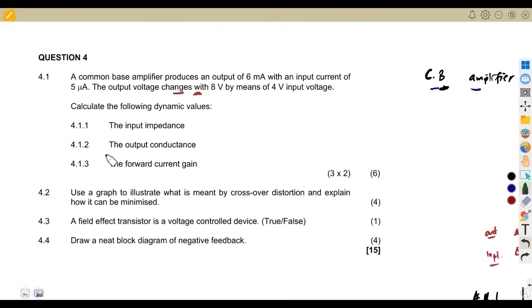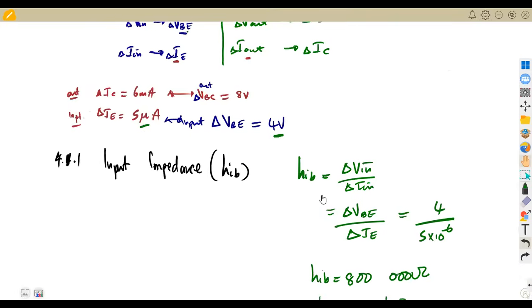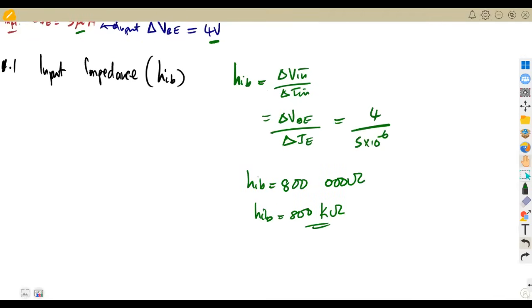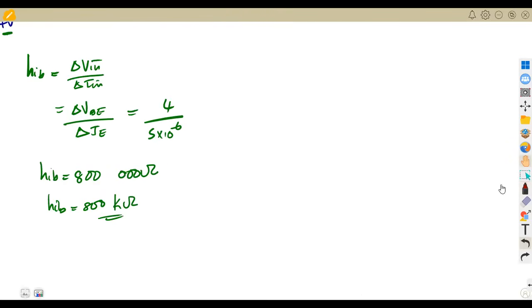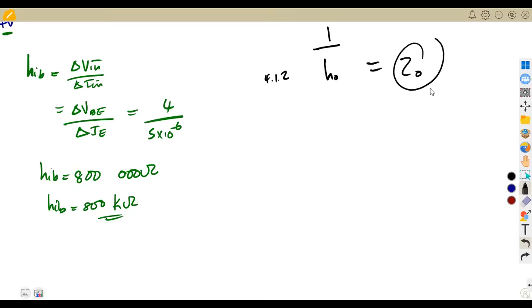Here they need the output conductance. Remember the last question, it was output impedance, not conductance. And I said output impedance is taken from the output conductance. Let me write it aside. This is 4.12. The HO is for the output conductance, not impedance. But the moment we write 1 over HO, it is now equivalent to impedance. And we know the formula for impedance, voltage over current.